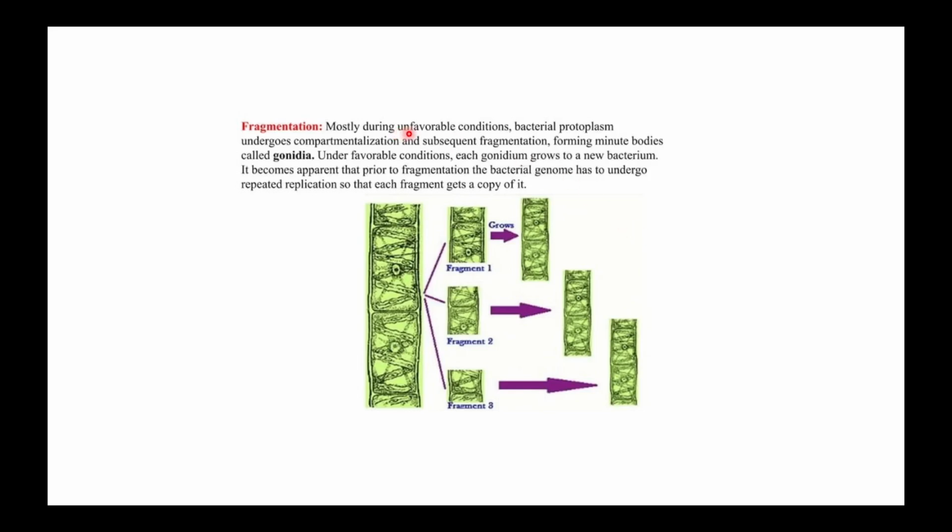So when the unfavorable conditions set in, it has to really work a lot or use up a lot of its resources so that it can tide over the unfavorable conditions. And when favorable conditions return, each fragment that has a copy of the genome can form a whole new bacterium.